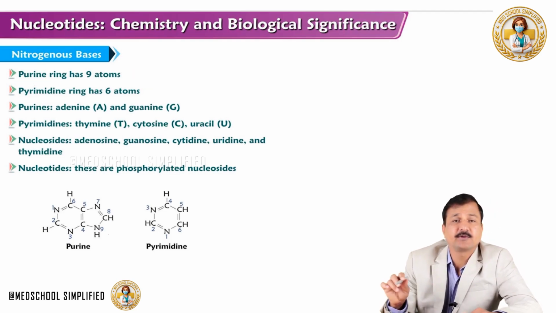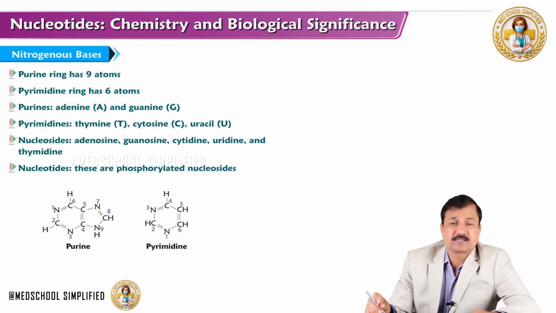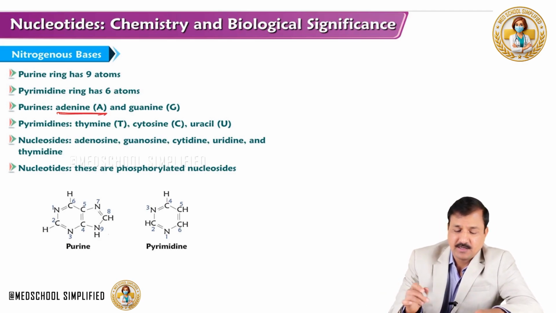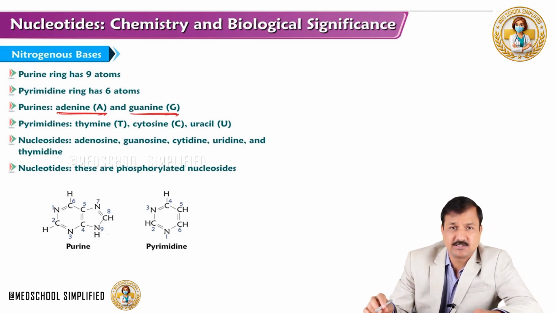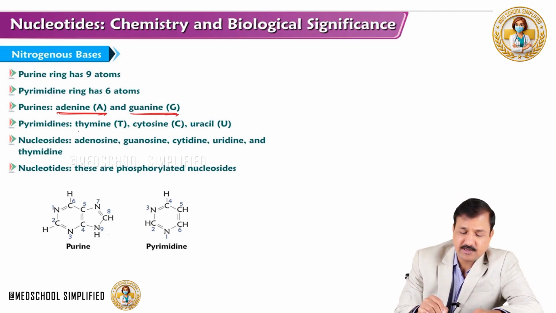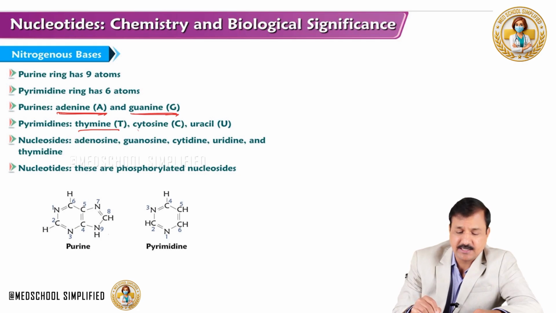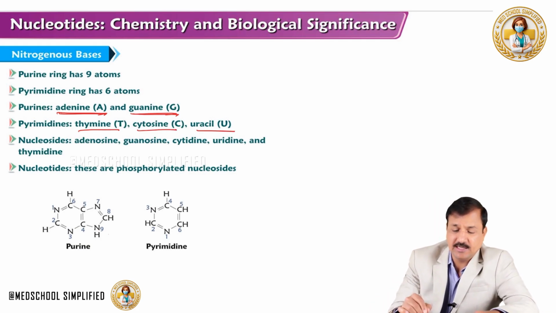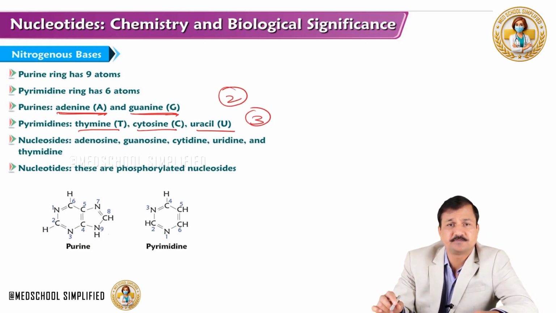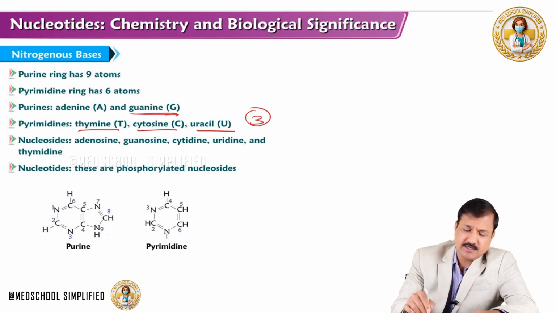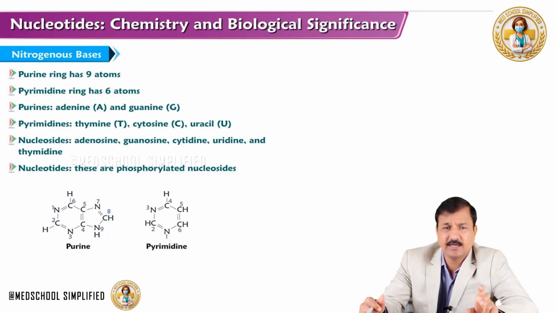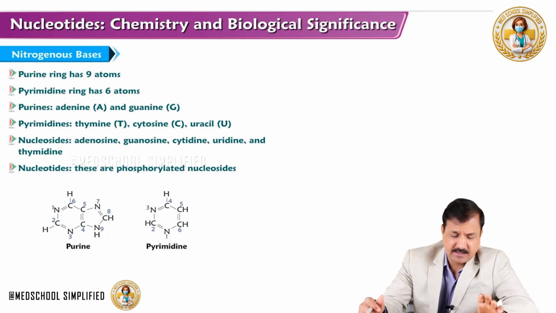What are the purines and pyrimidines that participate in nucleic acid formation? The purines are adenine, which is generally abbreviated as A, and guanine, abbreviated as G. Coming to pyrimidines, we have thymine, abbreviated as T, cytosine as C, and uracil as U. So there are 3 pyrimidines and 2 purines. These are the ones that participate in DNA and RNA formation. We are going to look into which purines and pyrimidines make DNA and which make RNA later.